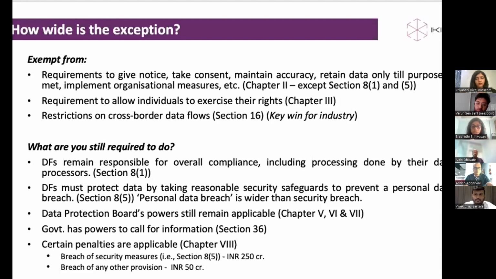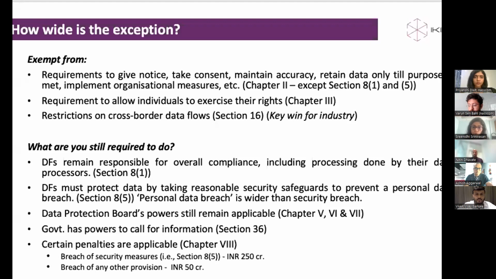you have to make sure that there is some legal basis. You have to give notice and take consent. You have to retain data only as long as it's required for the purpose. You must implement organizational measures. You must maintain accuracy. All of these requirements are placed on data fiduciaries, but the law exempts this specific situation from these requirements. You don't need to do all of this if you are processing data of foreign nationals under a contract with an offshore entity.